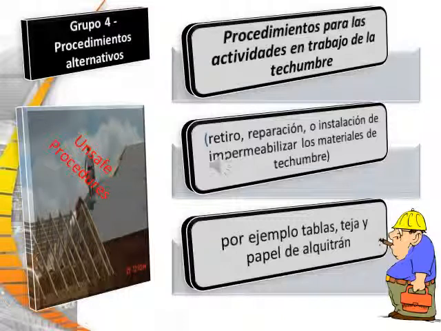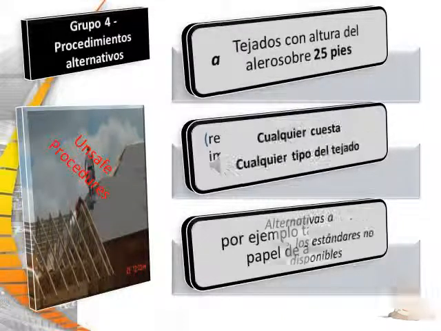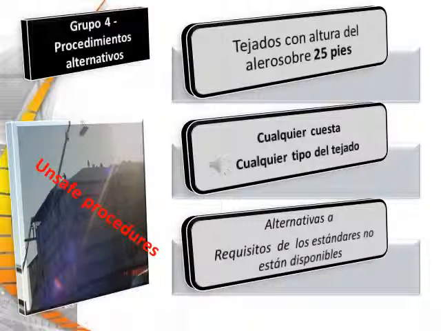Group 4 covers the procedures involving roof activities such as removal, repair, or installation of weatherproofing roofing materials such as shingles, tile, and tar paper. It covers situations where the roofs have an eave height of over 25 feet. It covers any type of slope and any roof type. Alternatives to the requirements of the standard are not available.